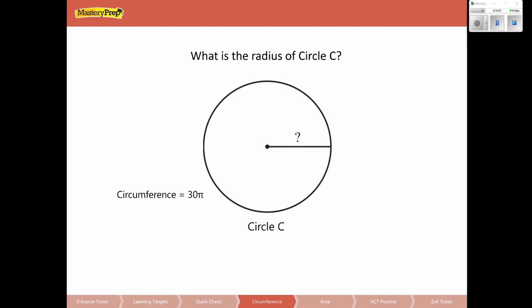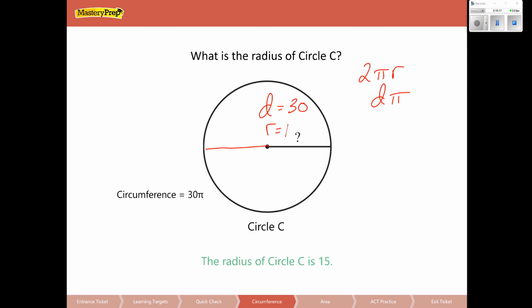If the circumference is 30 pi, going around is 30 pi, we want to find the radius. Well, what's the diameter going to be? Because one of our formulas is 2 pi r, yes? Yes. The other one was diameter times pi. So what's the diameter going to be? So the radius is 15, because that's actually what it was wanting, the radius, which is 15.